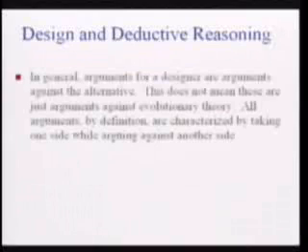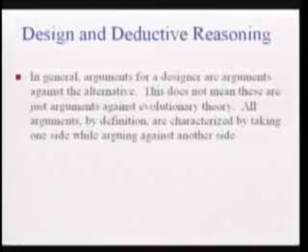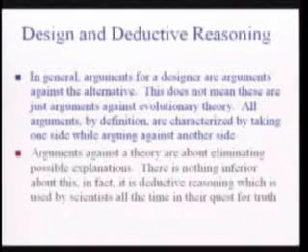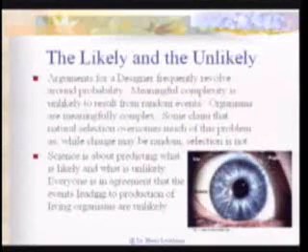And then you take design and deductive reasoning. In general, arguments for a designer are arguments against the alternative. You talked about those three different concepts. If it's designed, it's not by chance. This does not mean these are just arguments against evolutionary theory. All arguments by definition are characterized by taking one side while arguing against another side. Arguments against a theory are about eliminating possible explanations. There's nothing inferior about this. In fact, it's deductive reasoning, which is used by science all the time in its quest for truth.